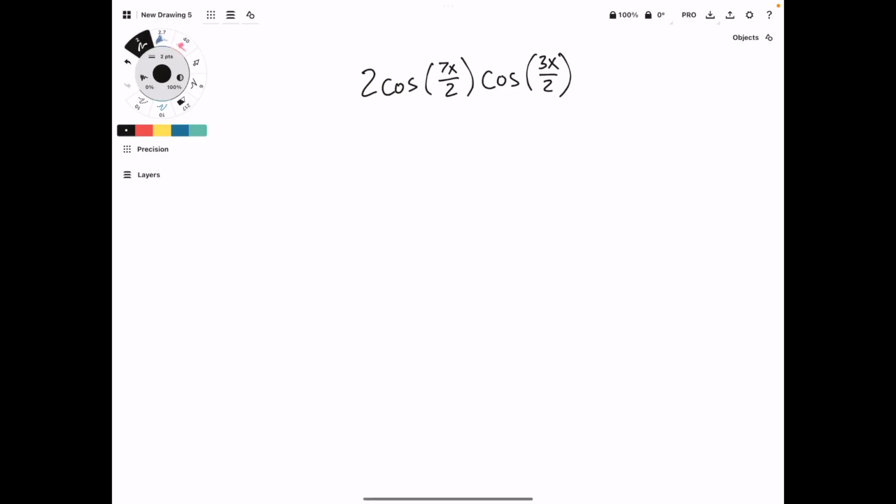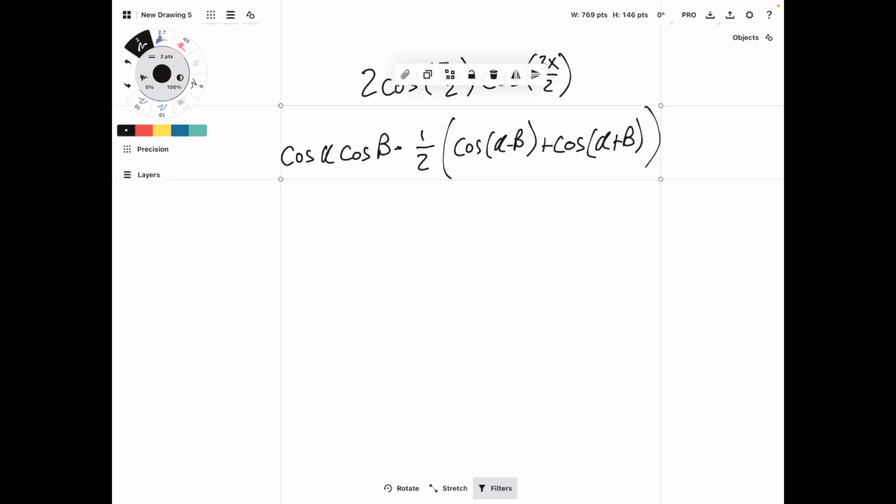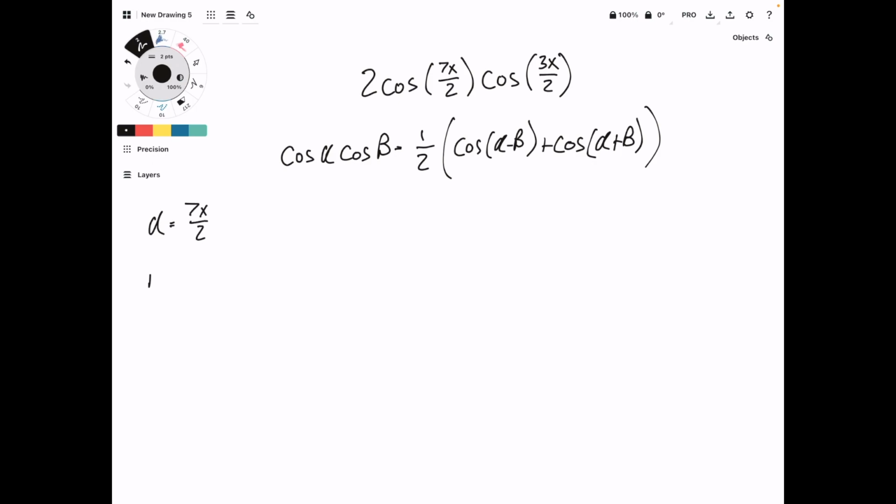Now we're going to run through a practice problem. We're given an expression 2 times cosine of 7x over 2 times cosine of 3x over 2, and we're asked to rewrite this as the sum of trig functions. So we want to get rid of this product. The first step is to write out our equation. So we have cosine of alpha times cosine of beta equals 1/2 cosine of alpha minus beta plus cosine of alpha plus beta. On the left here, I'm just going to write out what our alpha is. In this case, it's 7x over 2, and beta is 3x over 2.